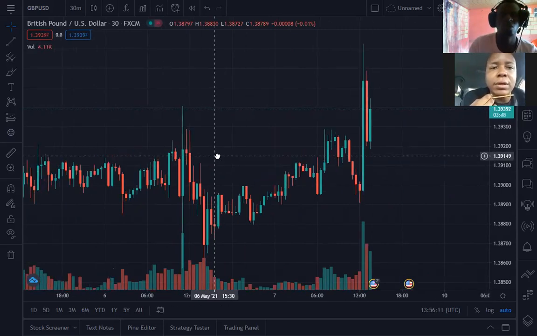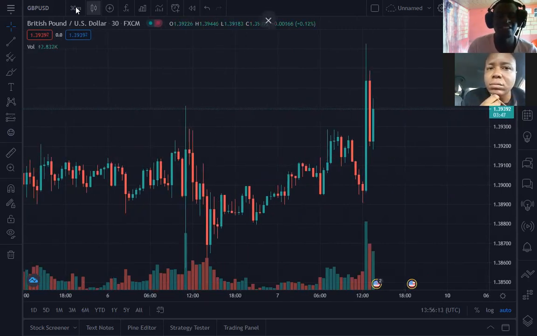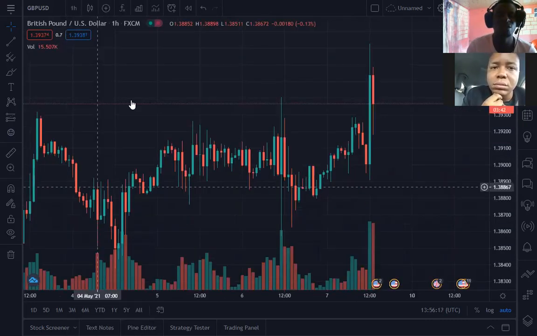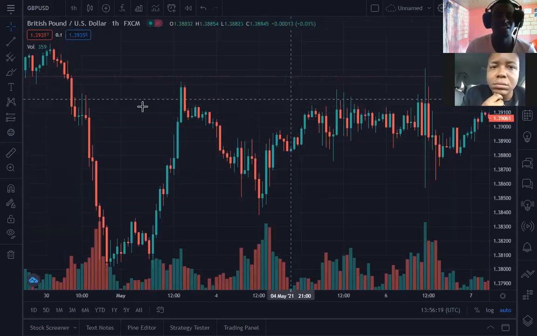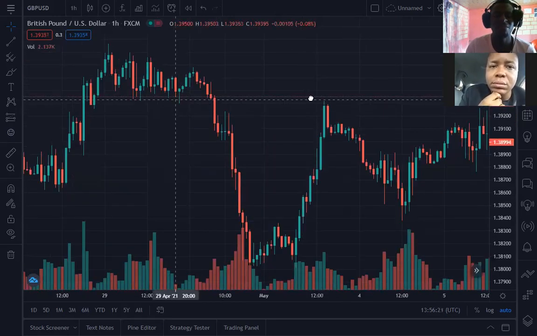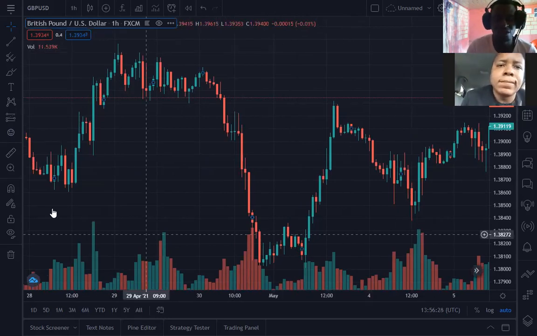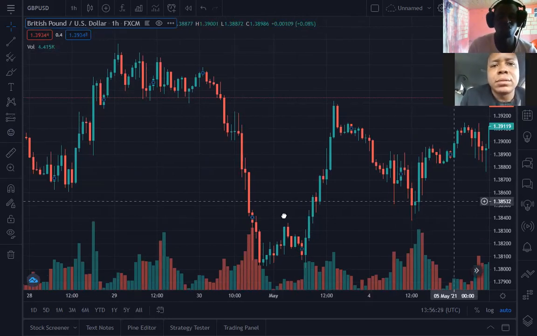Okay, you can go ahead. This is on the 30 minutes, but let's use the 1 hour because we could easily spot things faster. Remember the concept: the upper zone is always the resistance. The low zone, the down part, is always the support zone.